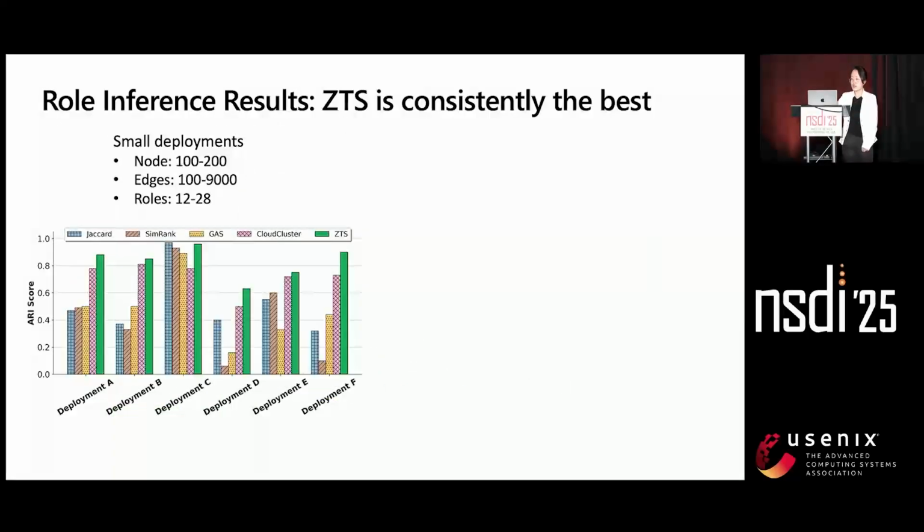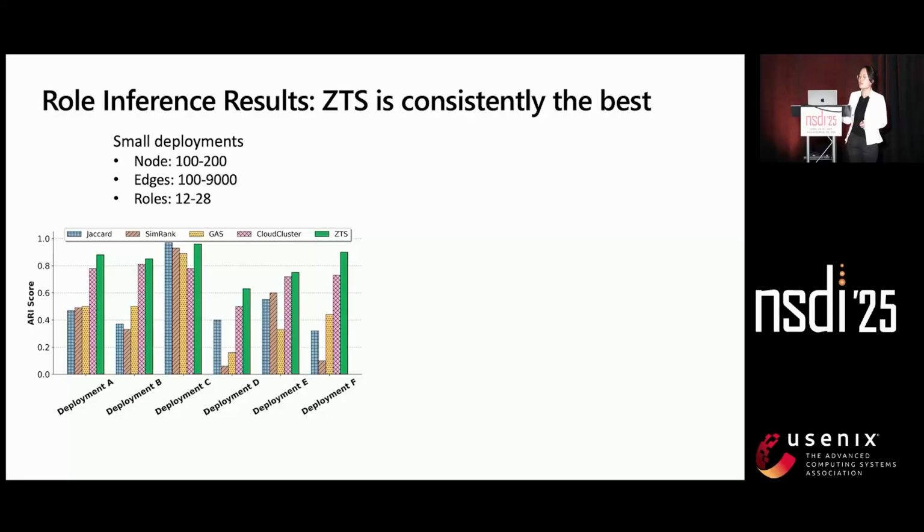So with this algorithm, let me show you some results on the row inference part. Here we use the metric called ARI, which is a widely adopted clustering accuracy metric. First, we test all of the algorithms on some smaller deployments with the node edges rows in the above range. And you can see that ZTS, which is the green bar, is always the best.